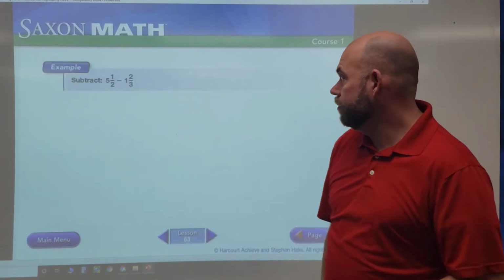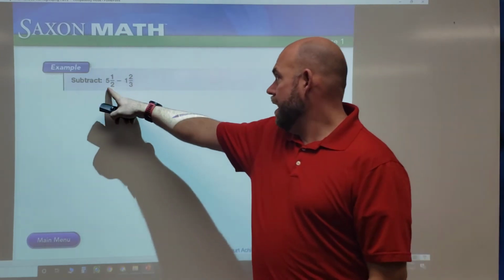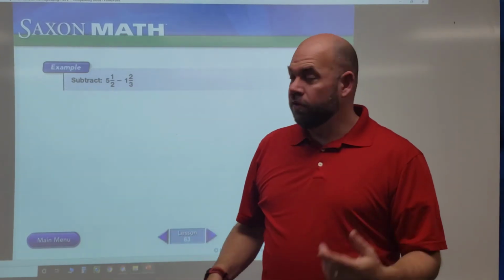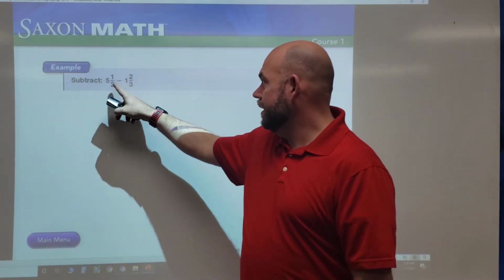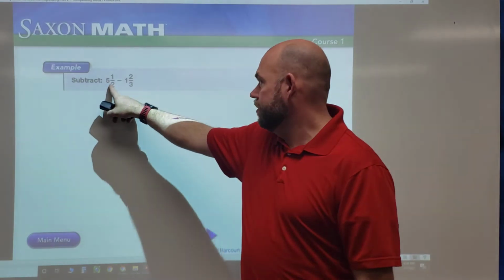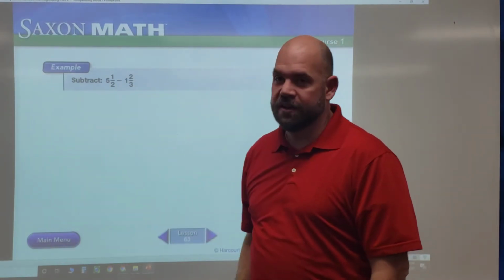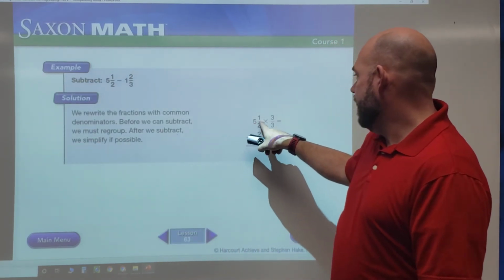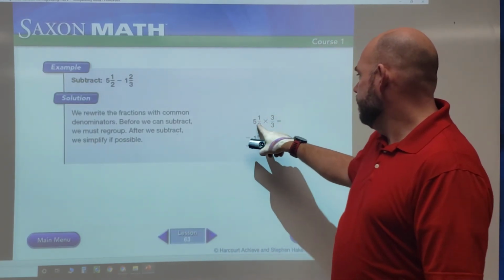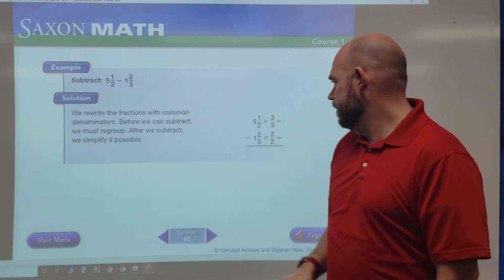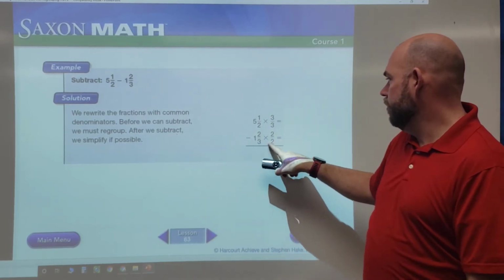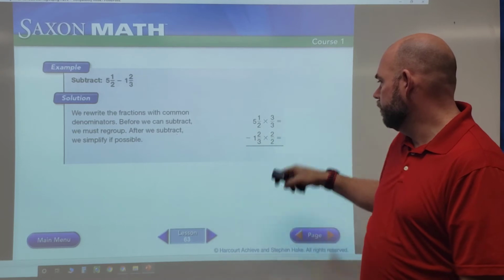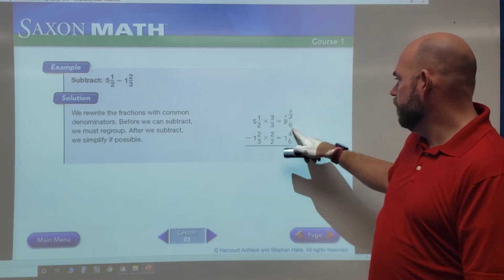All right, so let's try this with an example problem. 5 1/2 minus 1 2/3. We can already see, looking at this, what's going to be our common denominator. This one's also going to be 6 because 2 times 3 goes into 6. So let's just rewrite that. We'll set it up. 5 1/2 times 3/3 is going to be 5 3/6. And then 1 2/3 times 2/2 is going to be 1 4/6. So we'll just rewrite that.